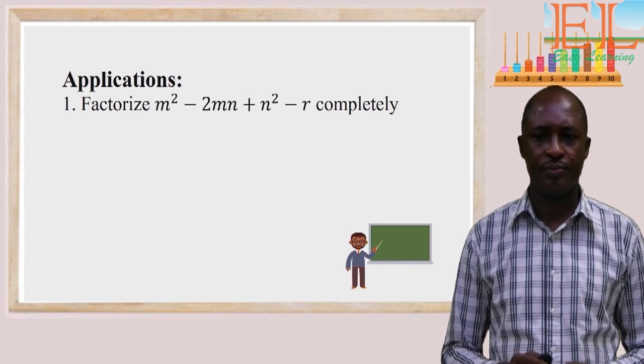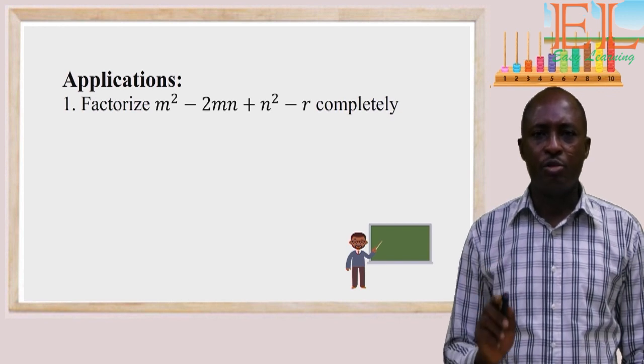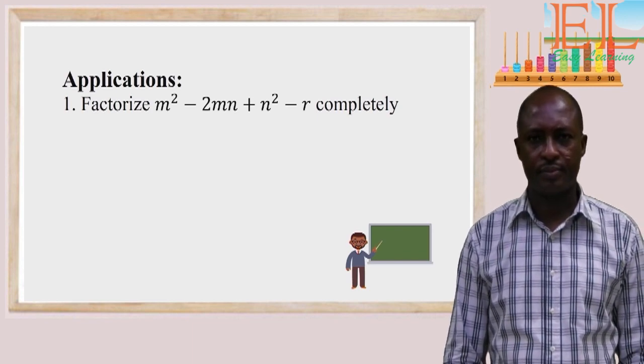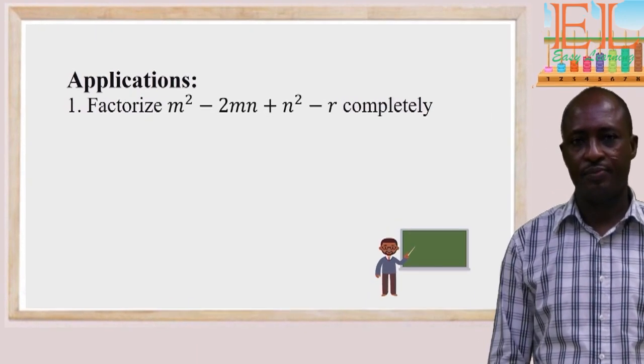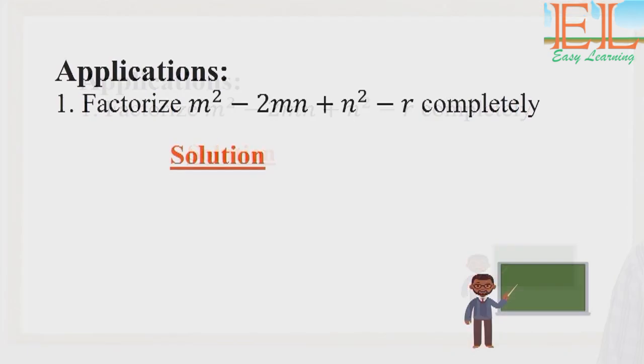Let's take an example. Example 1. Factorize m squared minus 2mn plus n squared minus r completely. Now, if you look at this, you realize that if you take the first 2 terms, there is the highest common factor. But if you take the last 2 terms, there is no common factor. And if you factorize the first 2 terms out, you will not get the last 2 terms. So this calls to mind other alternatives.